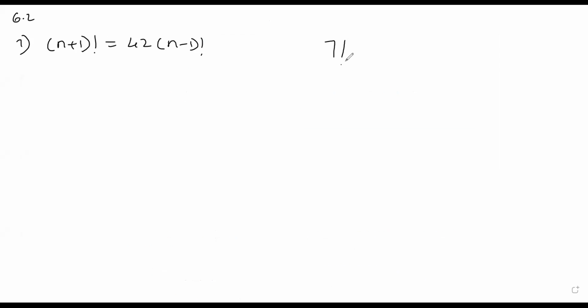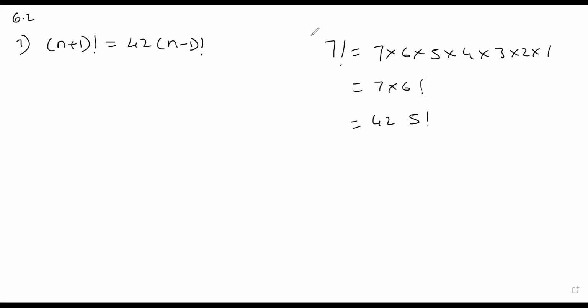If I say 7 factorial, then it is 7 into 6 into 5 into 4 into 3 into 2 into 1. I can write this as 7 into 6 factorial. Or I can write this as 42 into 5 factorial, 7 into 6 is 42. Or I can write it like this: 7 into 6 into 5 factorial.